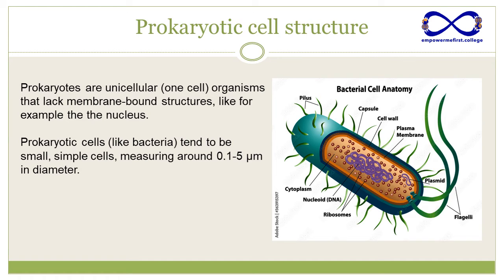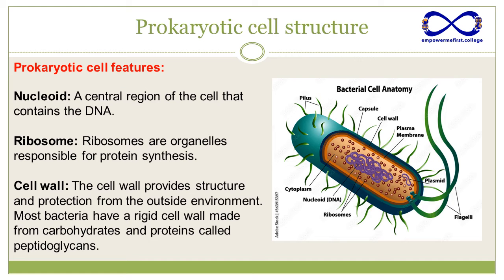In general, all the prokaryotic cells, like bacteria for example, tend to be small, simple cells. The size is around 0.1 to a maximum of 5 micrometers in diameter. So generally they are of course not visible to the naked eye.